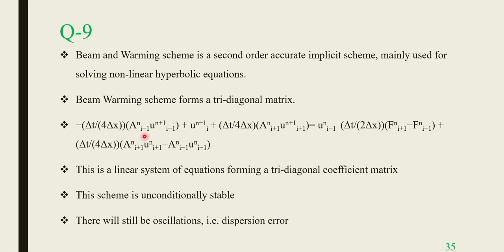For example, the structure would be in this form, where we can see u at the i minus 1th, i, and i plus 1th grid points at the nth time step as well as the n plus 1th time step. On the LHS, it is u i minus 1, u i and u i plus 1, all at the n plus 1th time step. And on the RHS, it is u i plus 1, u i minus 1, everything at the nth time step. So basically this forms the tridiagonal matrix.